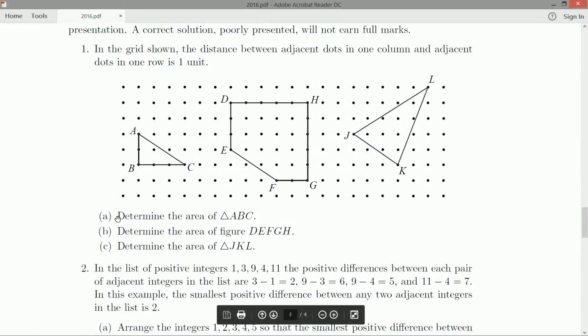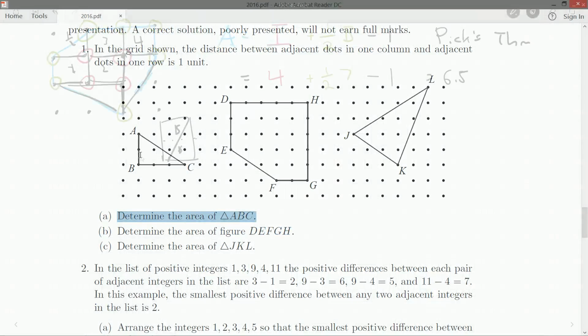So, we've got 1A. Determine the area of ABC. I'll also do a Pick's theorem calculation to show you that our answer and Pick's theorem match up. But we've got this ABC. It's a triangle. It's a right-angled triangle. And we can copy it into our notebook.